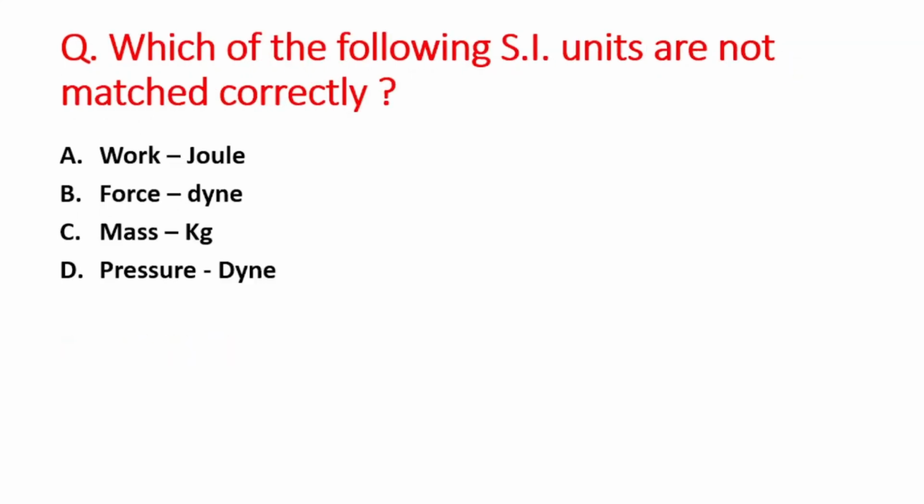Okay. Next question is: which of the following SI units are not correctly matched? One side there is the quantity and another side there is the unit. So you have to find out which is not correctly matched. A option is work is related to joule, B is force unit is Dyn, C option is mass unit is kilogram and D option is pressure unit is Dyn. So the right answer is option D, that is pressure unit is not Dyn.